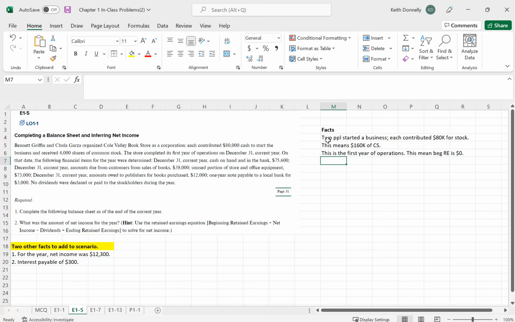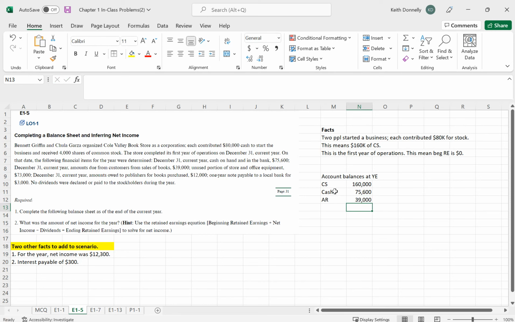Every other year thereafter, that is to say, other than the first year, your beginning retained earnings are the prior year's ending retained earnings. We'll learn about that in a subsequent example. Just planting the seed. Last year's ending is this year's beginning. We'll look at that. But then it goes on to give us some account balances at year end. So we know common stock is 160,000. We get that. Then they're giving us a bunch of them. And if we look at it here, it looks like they had cash of 75,600.